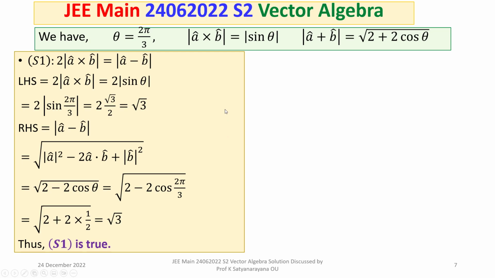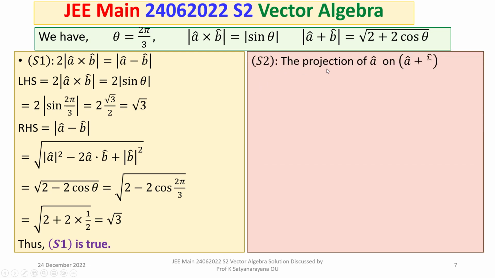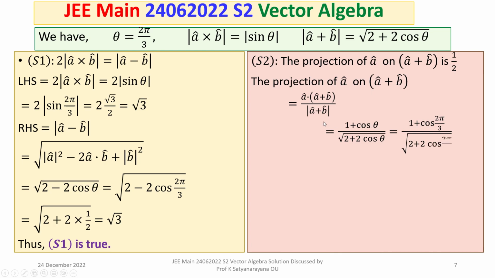Agreed. Now let's get into statement S2. The projection of vector A on vector A plus vector B is 1 by 2. Is it true? That's the question. We recall the formula for the projection of A on A plus B: the numerator is A dot A plus B, divided by the modulus of A plus B. A dot A is mod A squared, that is 1. A dot B is mod A into mod B into cos theta, that is just cos theta. So it is 1 plus cos theta by modulus of A plus B, which is under the square root of 2 plus 2 cos theta.